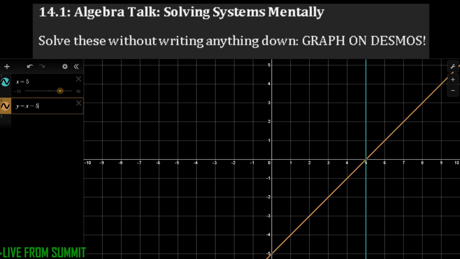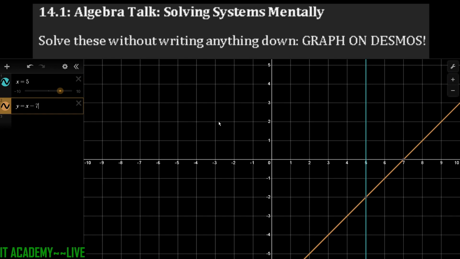What I'm looking for is a solution point, so I'm looking for where those two lines intersect. Notice how the two lines are colored differently so they're easier to see. The solution point is going to be that point, 5 and x minus 7. There we go. So that means the point that we have is 5, negative 2.